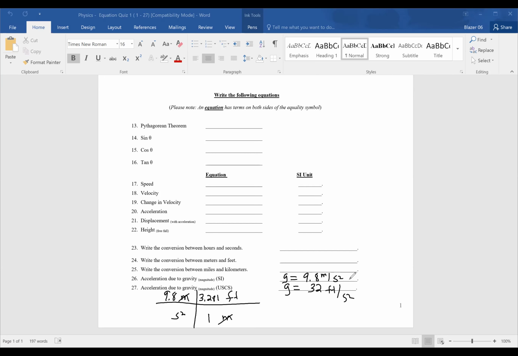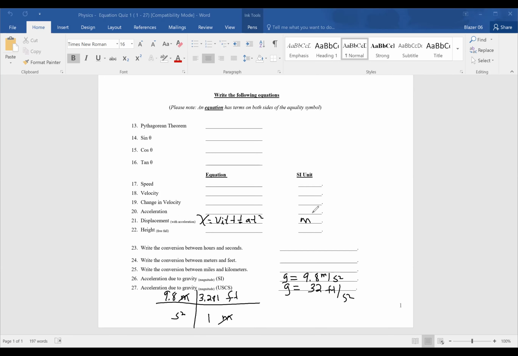Now, let's go back up to our equations we were filling out earlier. And we said, what is the displacement with acceleration? So we said that is x, which is v initial times t plus 1/2 a t squared in meters.